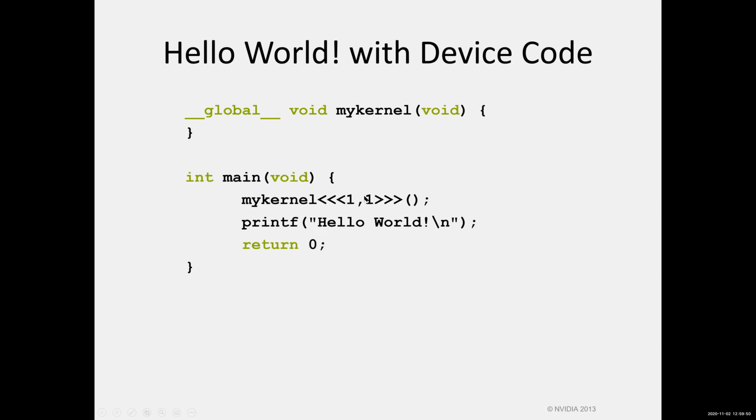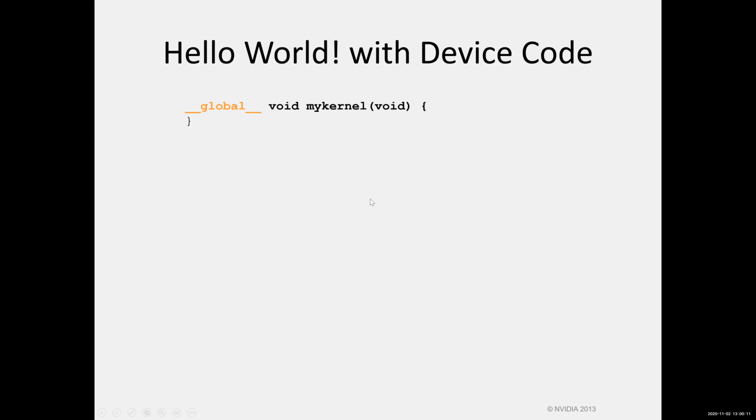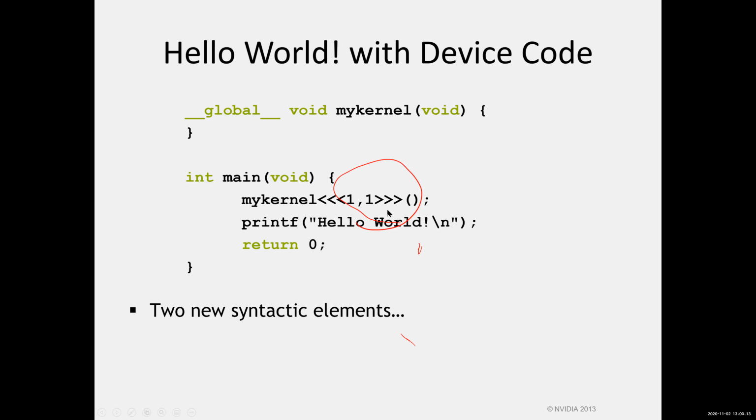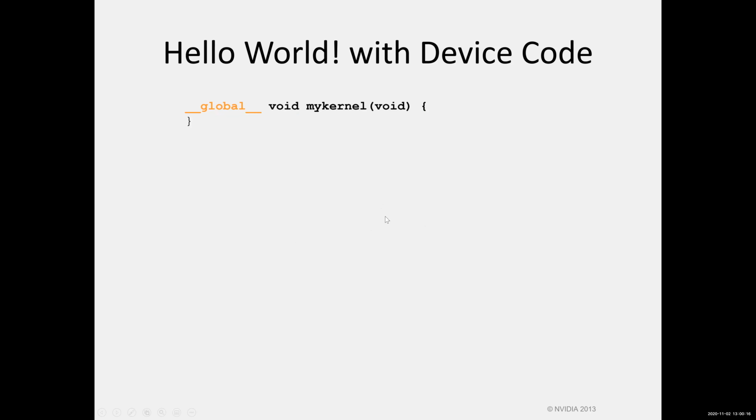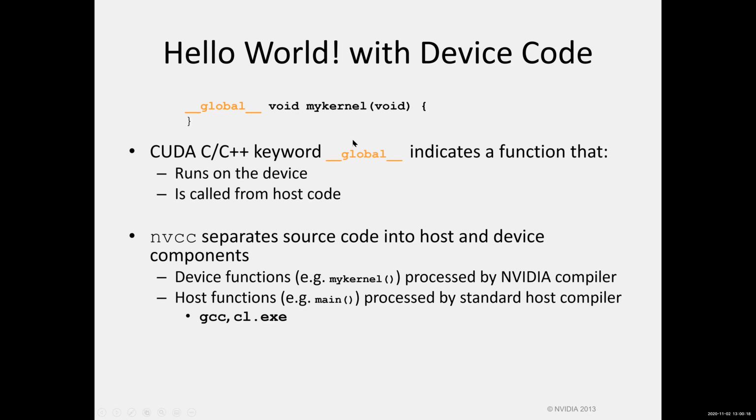When you want to call a GPU function, you call a function name, and then you specify this magic key here. This is where you specify the number of blocks within a grid and the number of threads within a block. So how do you create a GPU function, a function that runs on a GPU?